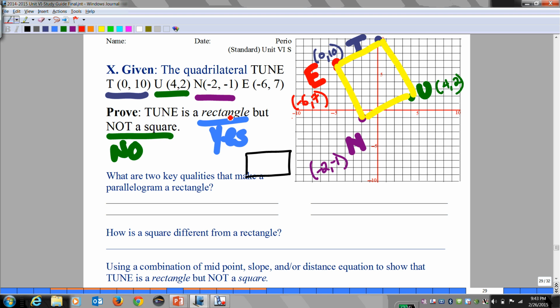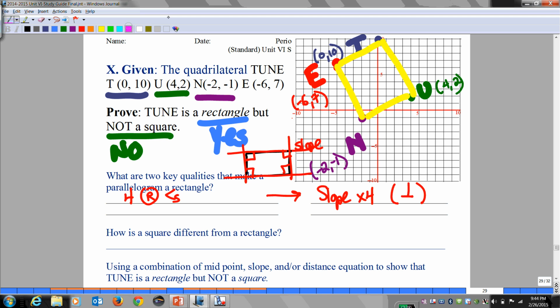One, and the most obvious, is the fact that you have 4 right angles. So if you have 4 right angles, then you're going to have a rectangle, of course. And you ask yourself, using midpoint, slope, or distance, how could you show right angles? Well, right angles are the product of perpendicular lines, and that's a slope issue. So you'd have to find the slope of all 4 sides, and that's going to show perpendicular lines, and therefore it's a rectangle.